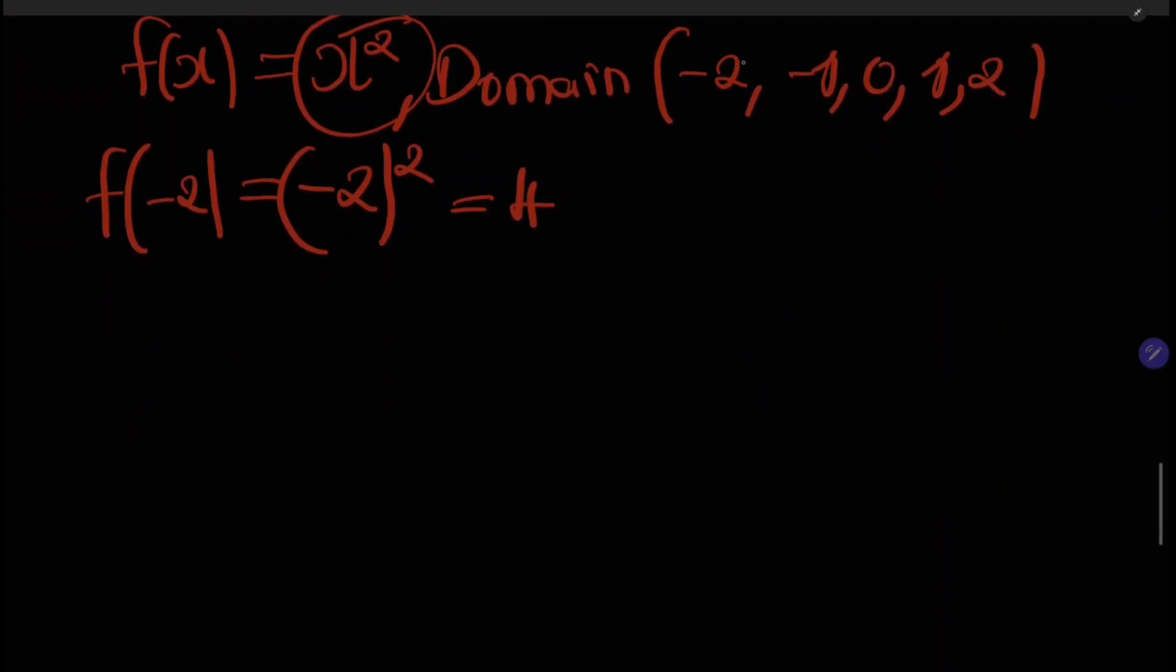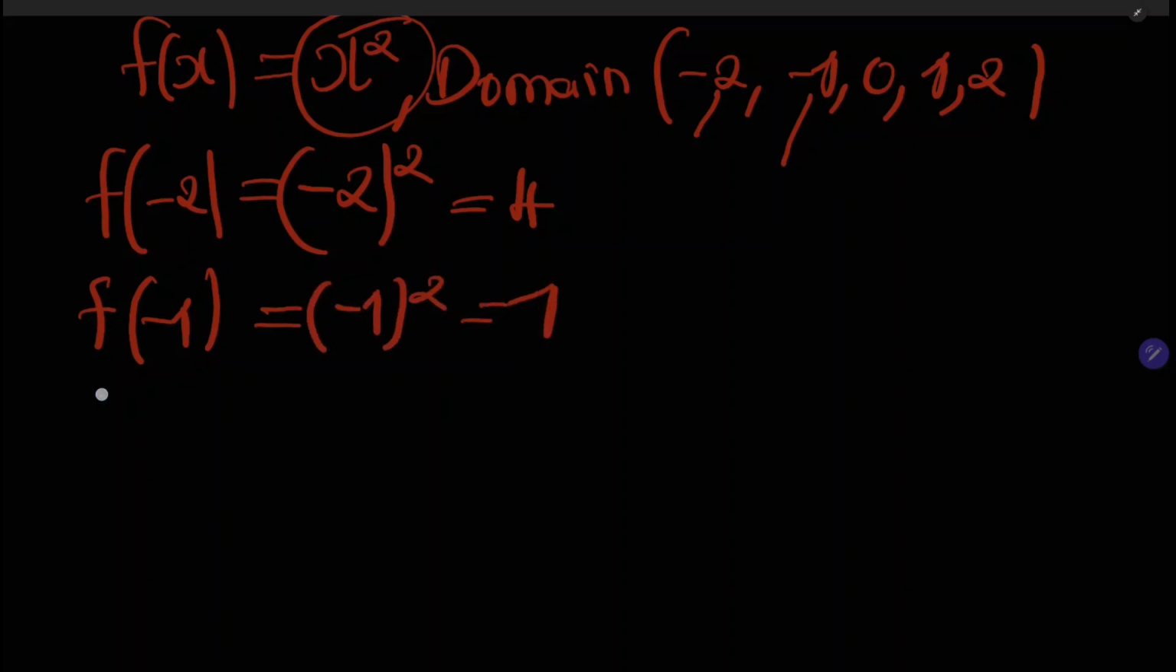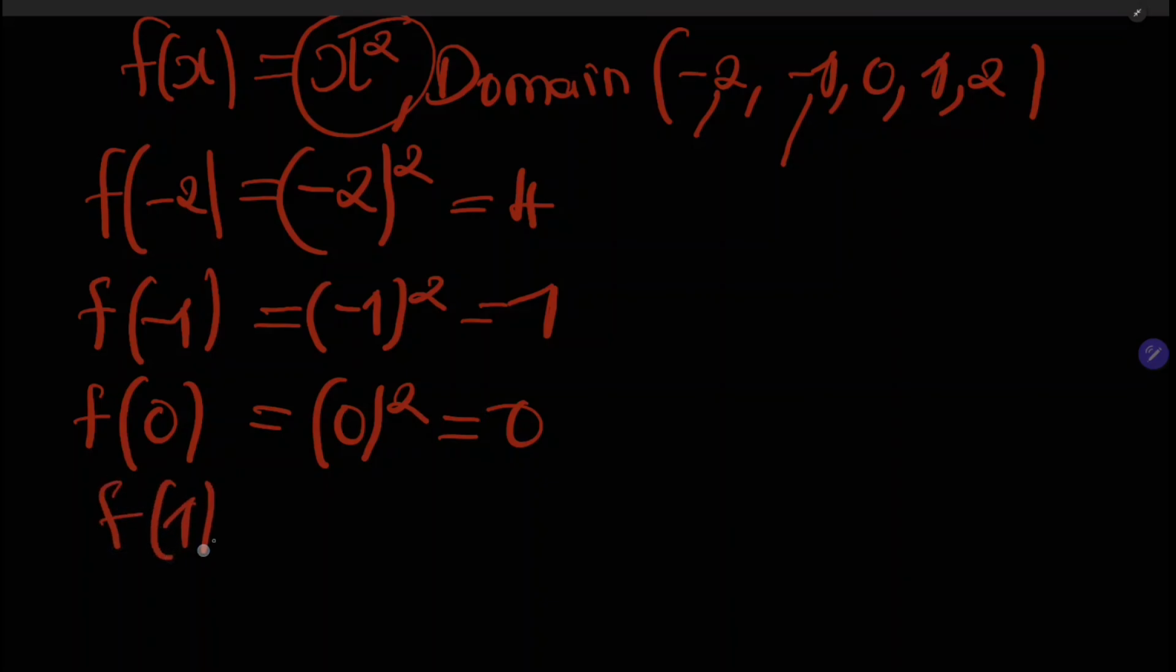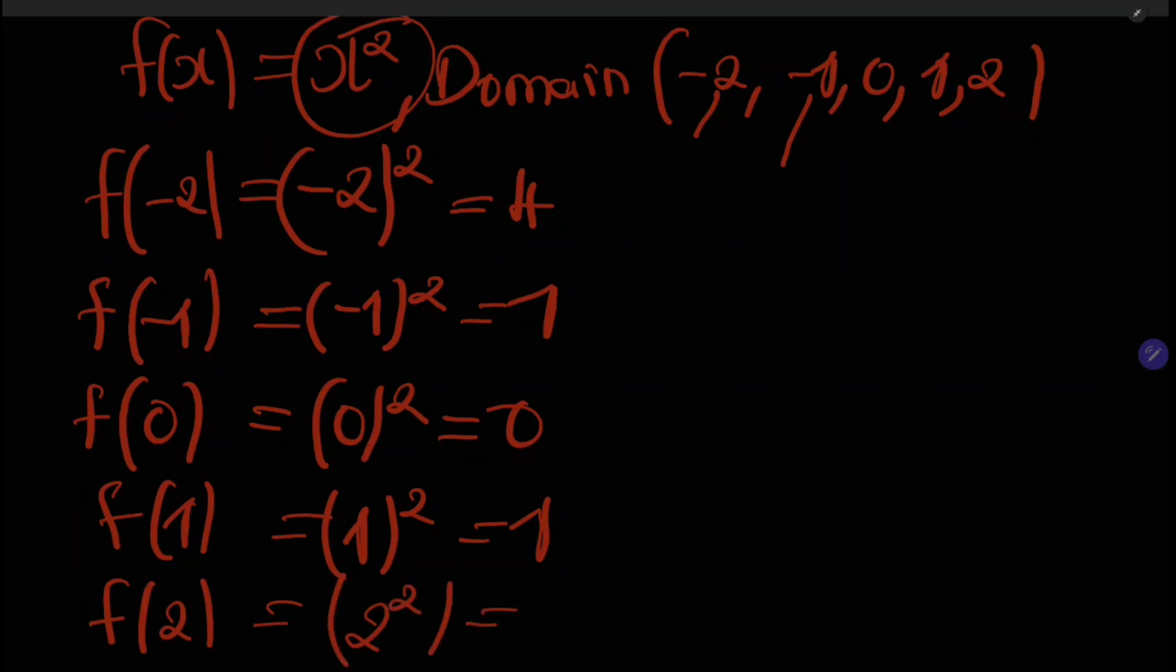Okay, so let's take the next one, -1. f(-1), put in -1, is equal to 1. f(0) equals 0. f(1) equals 1. And then f(2), 2 squared, equals 4. Okay, so this is the domain.